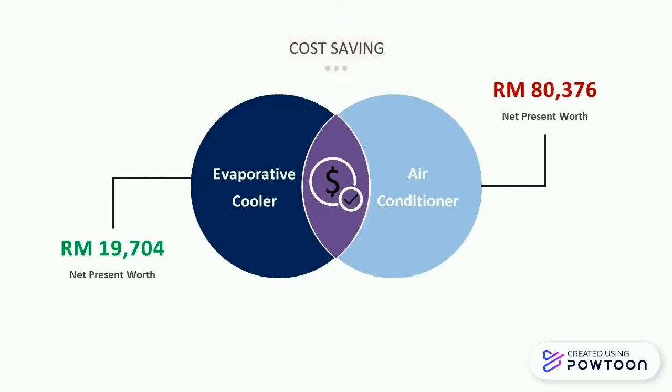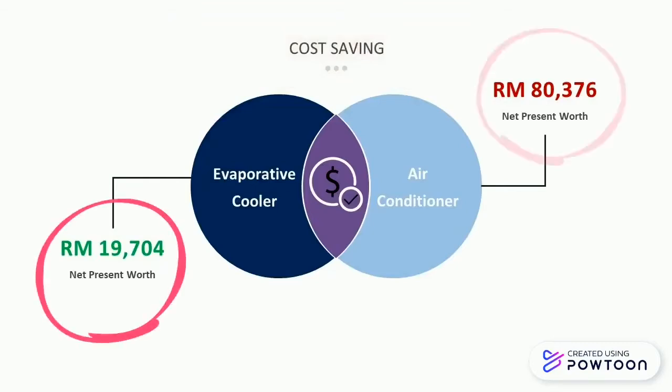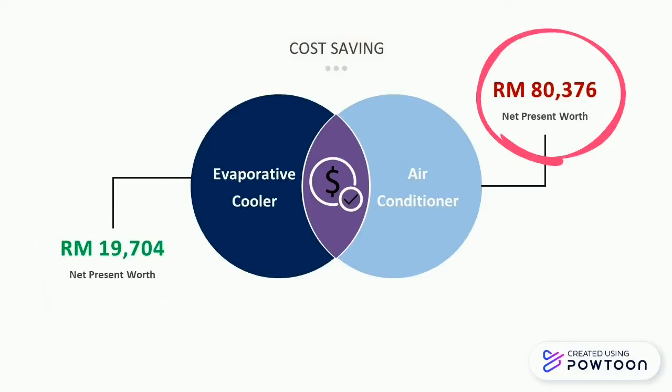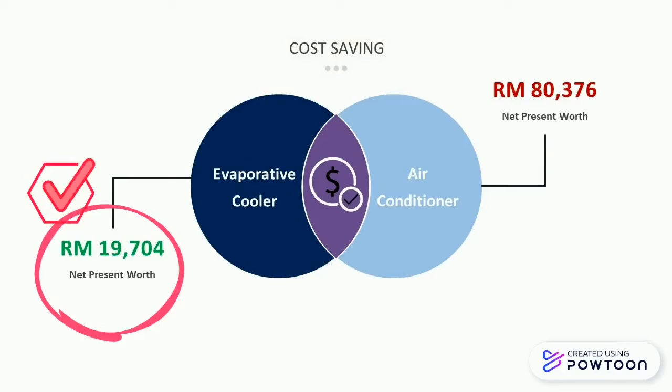Secondly, cost saving. The evaporative cooler has a net present worth of 19,704 ringgit Malaysia, while the air conditioner has a present value of 80,376 ringgit. The net present value is a clear indicator that the evaporative cooler is more economical to be used in the campus environment, as the operating costs and capital investment are lower.